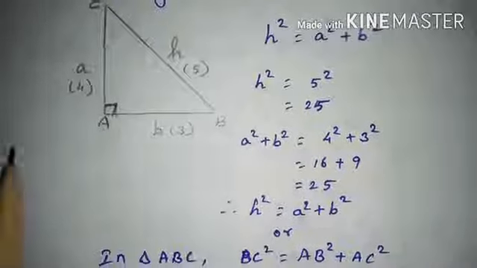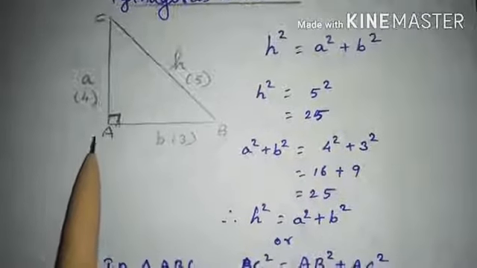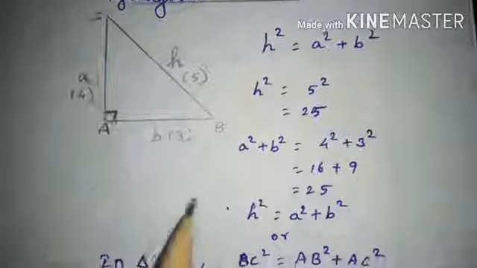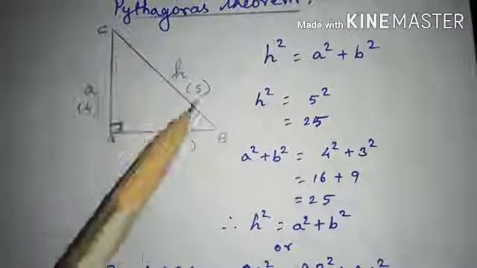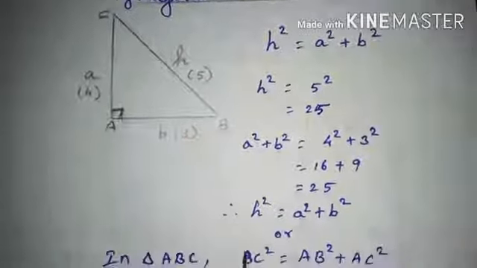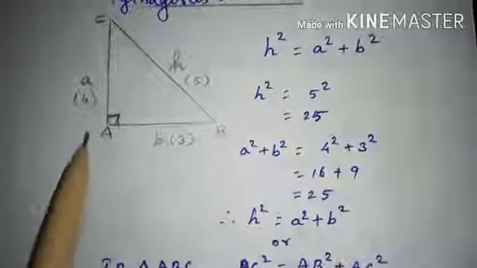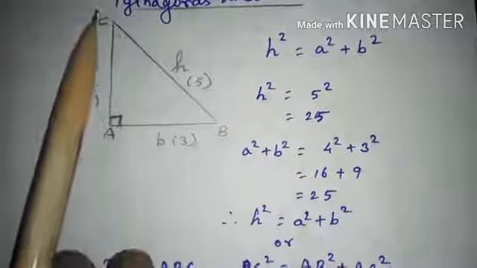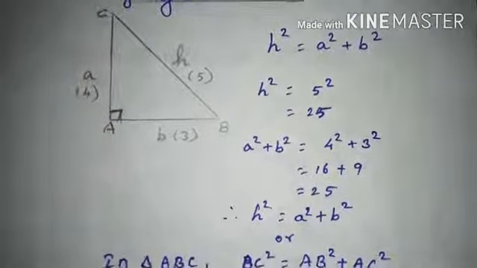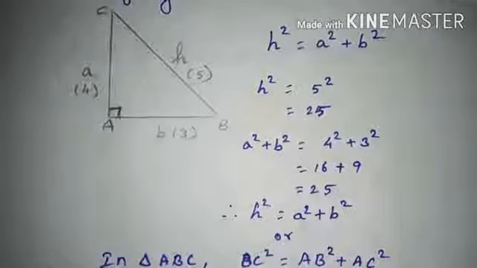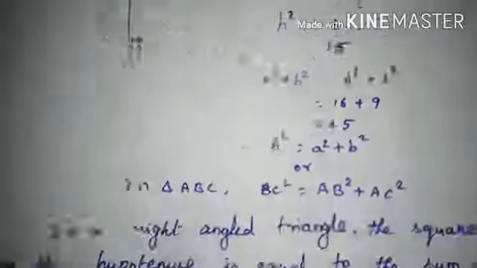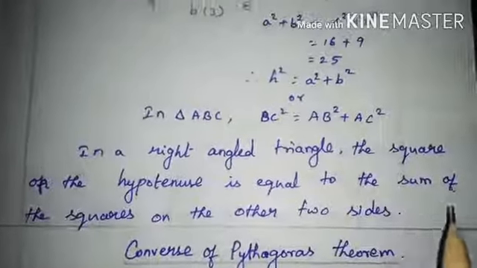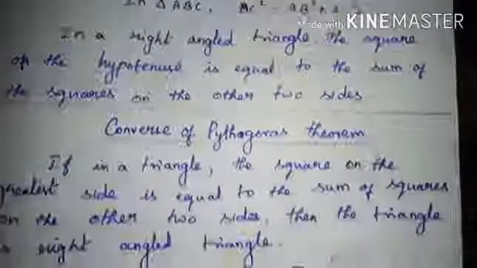Or, if we name the triangle A, B and C, instead of h square we can write BC square, since BC is the hypotenuse. Therefore BC square equals AB square plus AC square. That is, the Pythagoras theorem states that in a right angle triangle, the square of the hypotenuse is equal to the sum of the squares on the other two sides.